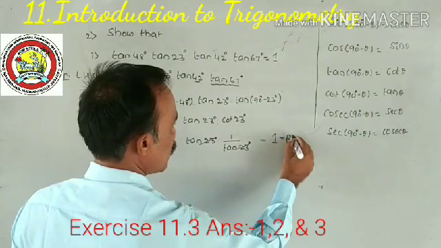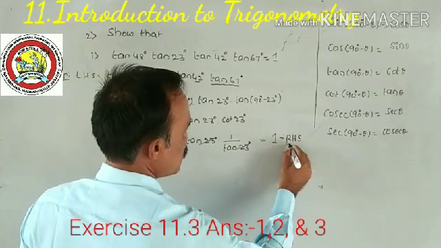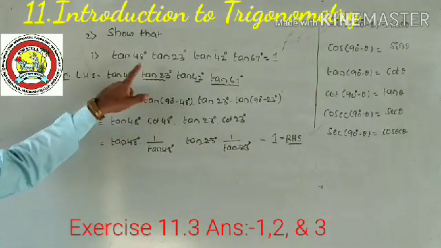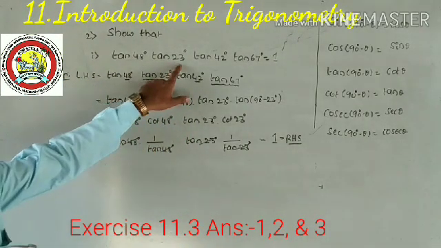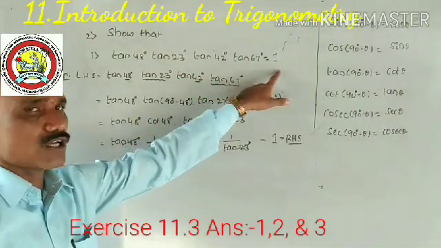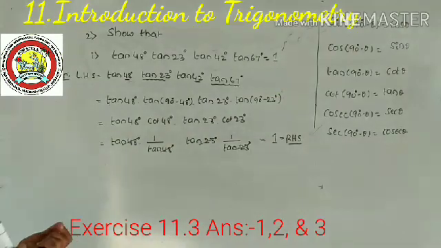So this 1 is what we require, which is the same as the RHS answer. That's very simple. I repeat: tan 48 degrees, tan 23 degrees, tan 42 degrees, tan 67 degrees. We have to show this value is equal to 1, again by using trigonometric ratios of complementary angles.